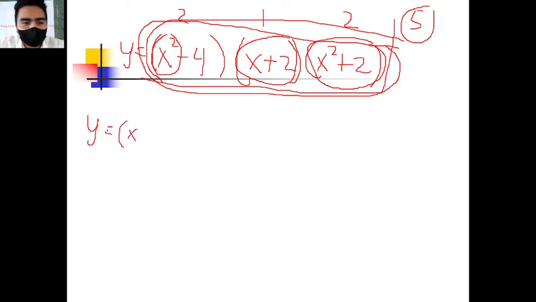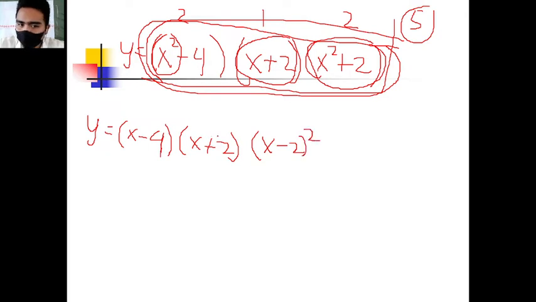x squared, x to the fourth, x plus 2, and x minus 2, what is the square? Okay, so with this one, how are we going to know if this factors is in form of this one?